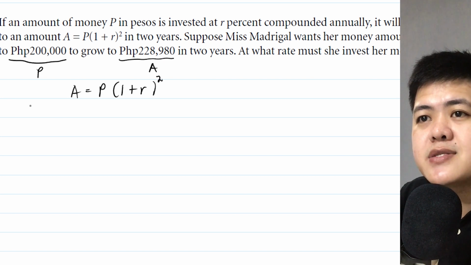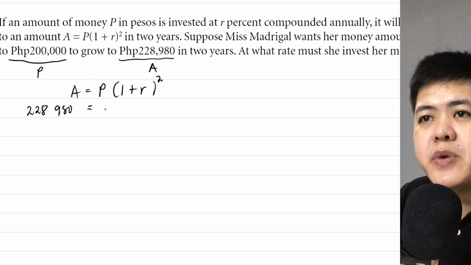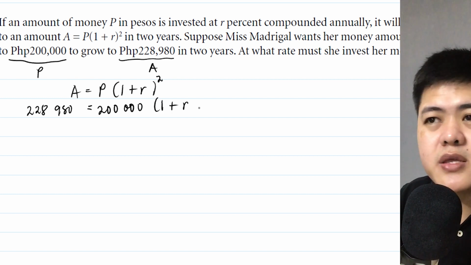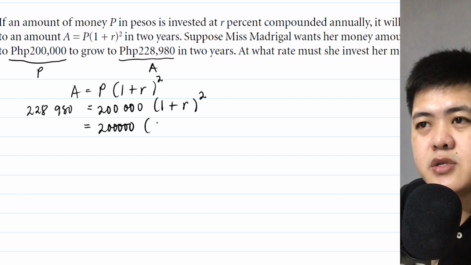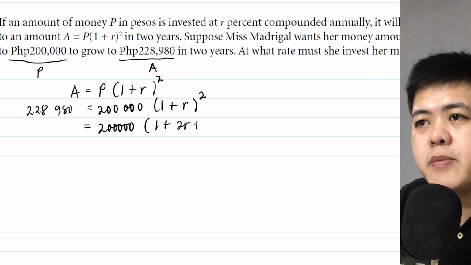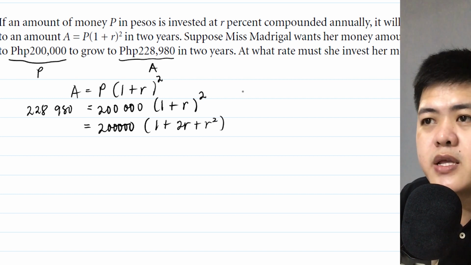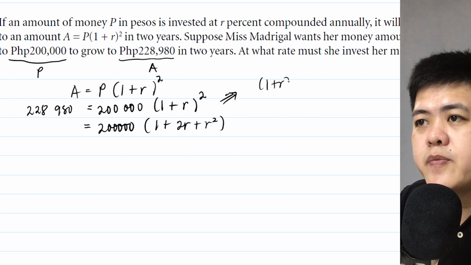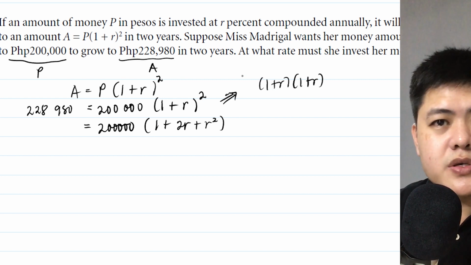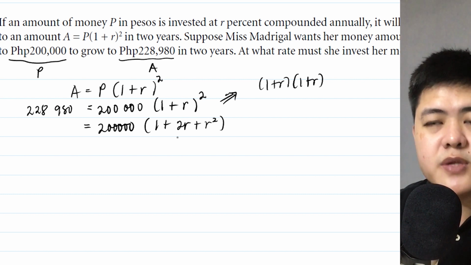Your A is 228,980 equals your principal amount, 200,000, times 1 plus rate, which we don't know yet, squared. So we can simplify this first. So we have 200,000 times 1 plus R squared. That's 1 plus 2R plus R squared. In case you don't know that, in case you want a review, that's 1 plus R times 1 plus R. Then, you just distribute. So it will end up with this one.